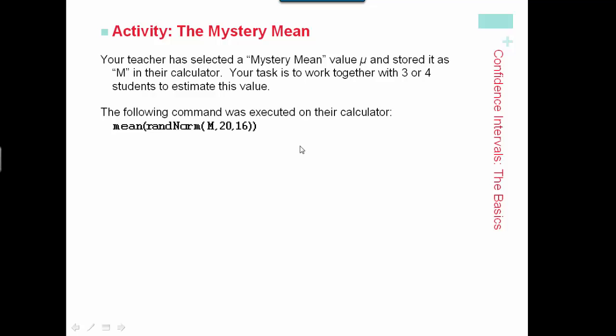Your teacher has selected a mystery mean value mu and stored it as m in their calculator. Your task is to work together, for example, with 3 to 4 students to estimate the value. The following command was executed on their calculator.